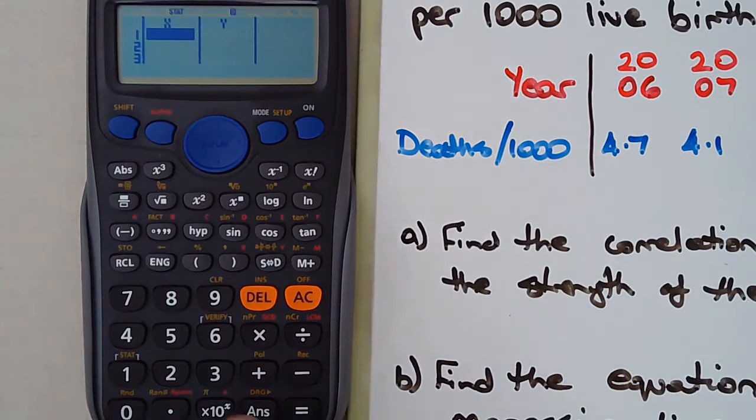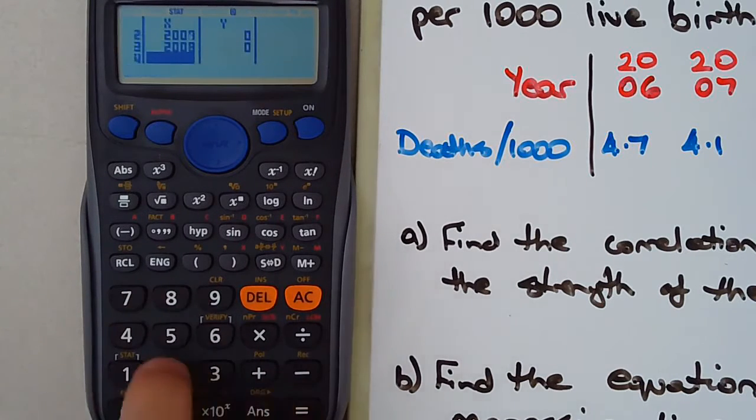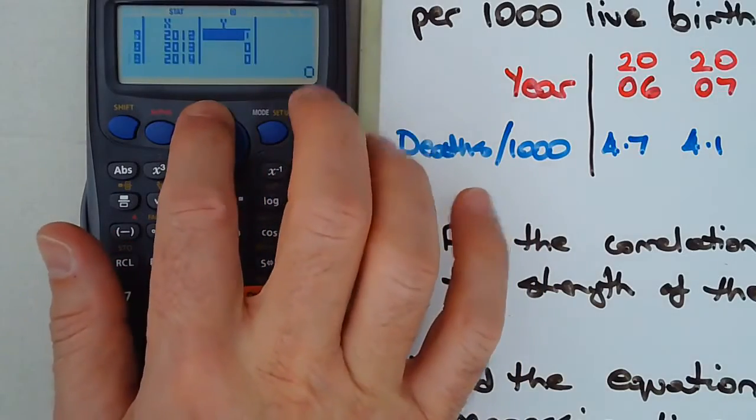Now we're going to enter in the data. X represents the years, so from 2006, 2007, 2008, 2009, 2010, 2011, 2012, 2013, 2014, 2015. There should be 10 items there.